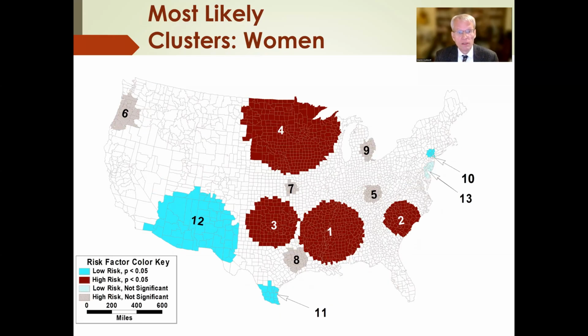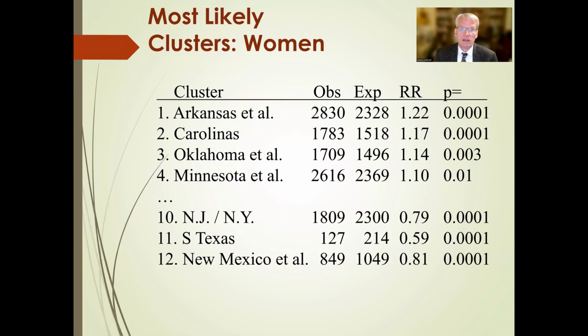We can look at women. Again, the most likely clusters are around the Arkansas area and the Carolinas. We can see, though, that the relative risk is fairly modest, only 1.22 for the Arkansas cluster. But we have a large sample size here, so we actually have good power to detect clusters. So the p-value is quite low, 0.0001.